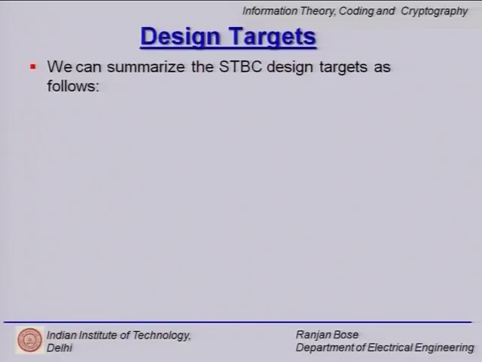Now, just let us spend a couple of minutes on our design targets. What are the design targets, what we gain, what we can compromise, is there a free lunch? Let us look at that. So, the design targets for space-time block codes are as follows.